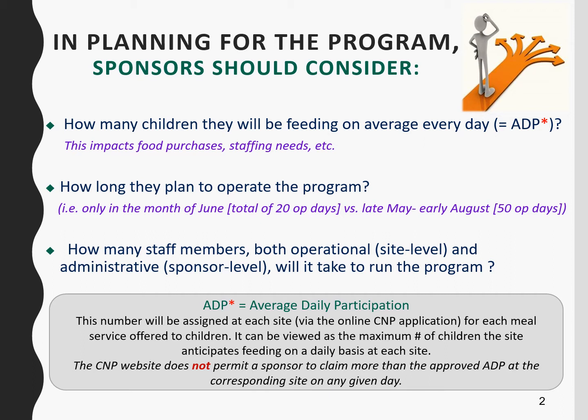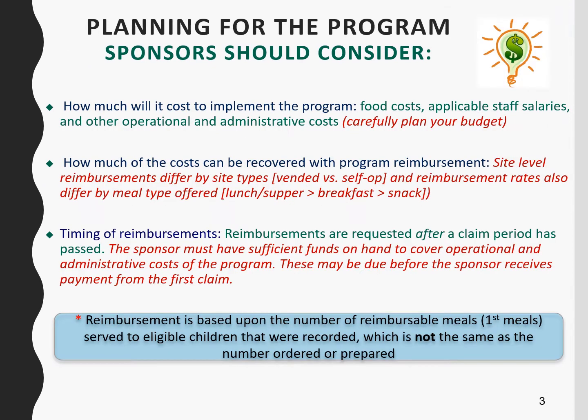How long do you plan to operate your program? If you're only operating in the month of June, for instance, you'll have 20 operating days versus if you're operating from late May through early August, or about 50 operating days. How many staff members, both operational or site level, and administrative or sponsor level, will it take to run your program? How much will it cost to implement your program? Food costs, applicable staff salaries, and other operational and administrative costs. This requires careful planning of your budget.